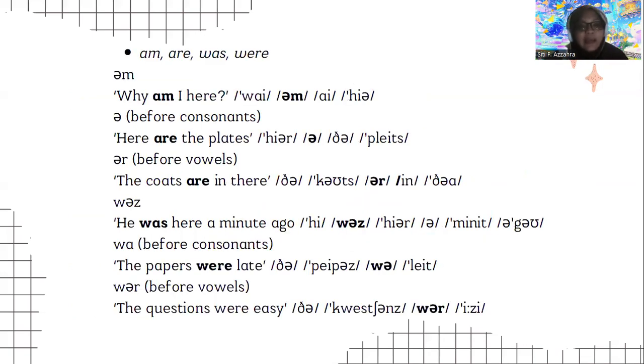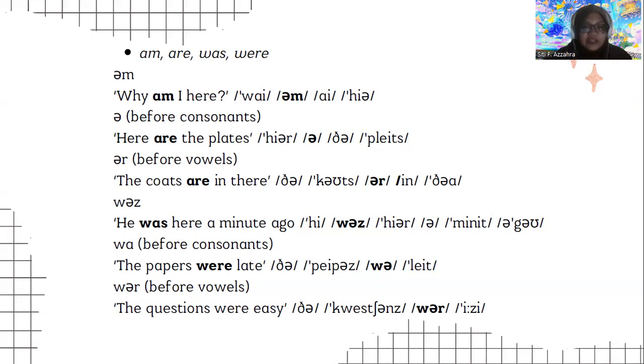And the next one we have am, are, was, and were. The first one is am. It is pronounced like am, like why am I here? Okay, and the next one is are, which if it came before a consonant, it will be pronounced like here are the plates. And if it came before vowels, it would be pronounced with the R pronounced, like the coats are in there. And for was, it's pronounced like was, like in he was here a minute ago.